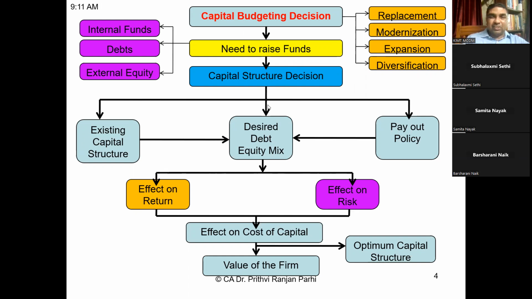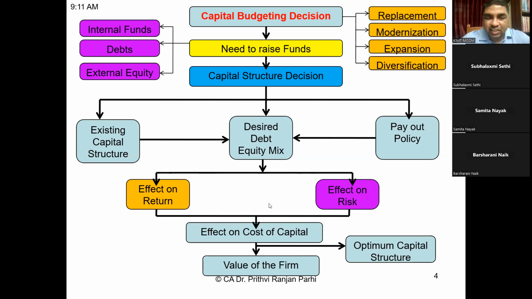And for capital structure decisions, you have to consider what our existing capital structure is. What is our payout policy? That means how much profit we are going to distribute. And what is our desired debt equity mix? What kind of debt equity composition do we want? This desired debt equity mix, or the desired capital structure, will have an effect on the firm's return as well as on the firm's risk. So both the impact on risk and the impact on return will be considered.